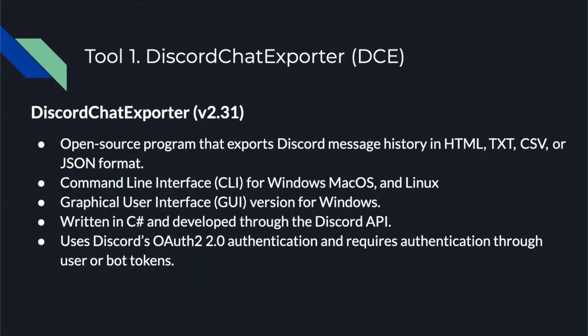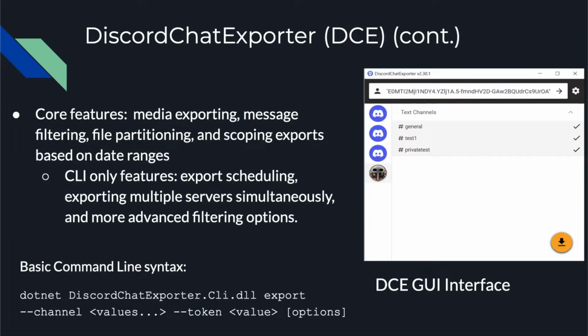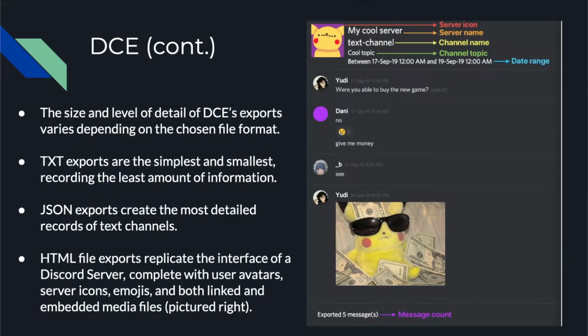The first tool, Discord Chat Exporter, is an open source program that can export the message history of entire Discord servers and individual text channels to a file in HTML, TXT, CSV, or JSON formats. It has both a graphical user interface and command line interface version. The level of detail included in DCE's exports varies depending on the chosen file format. TXT exports are the smallest and consequently save the least amount of information, while JSON exports create the most detailed records. The HTML file exports replicate the interface of a Discord server, complete with user avatars, server icons, and both linked and embedded media files.